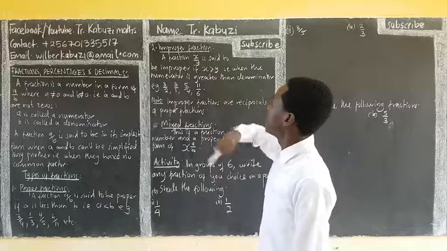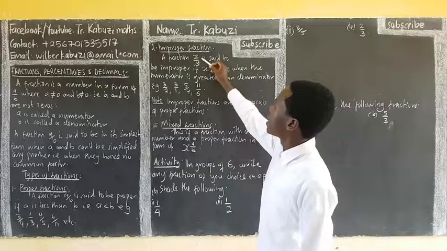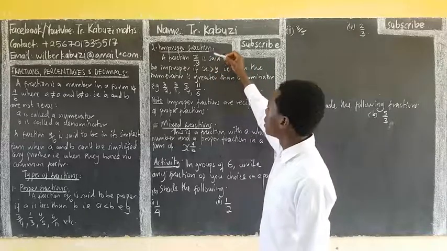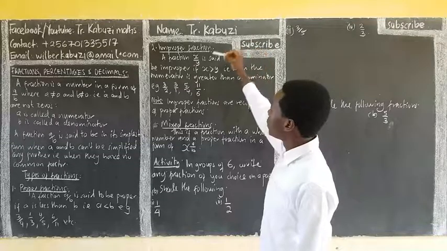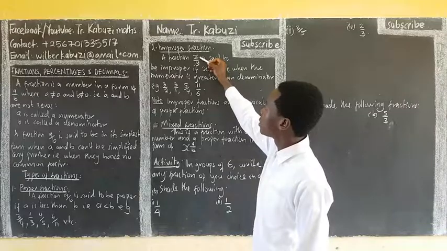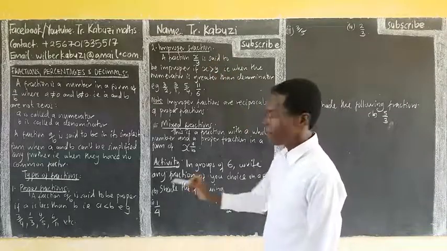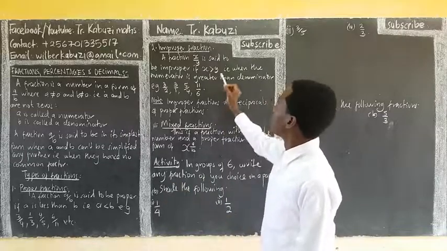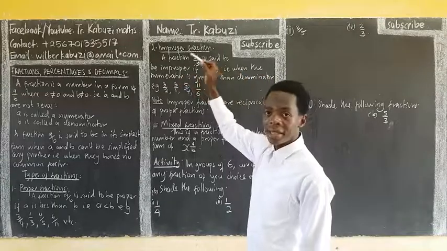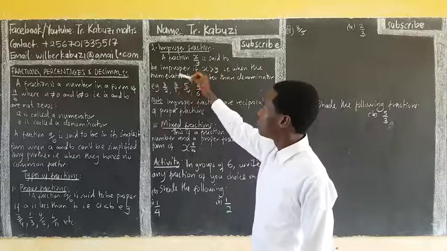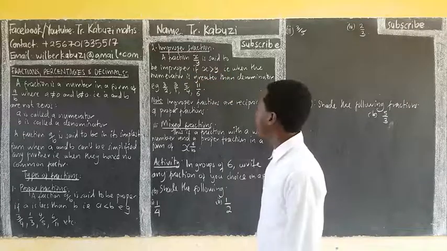Then improper. A fraction X over Y is said to be improper if the numerator is greater than the denominator. We say this is the numerator, this is the denominator. So if this one is greater than this, then we say that the fraction is improper. It's the opposite of the other one, i.e. the numerator is greater than the denominator. So you see 3 over 2, 3 over 1, 5 over 3, 11 over 6, and so on.